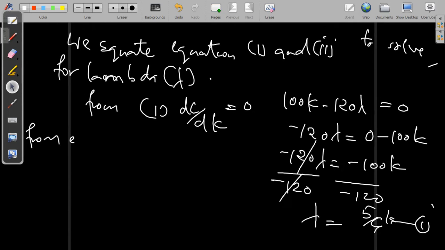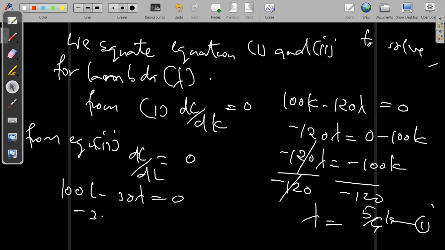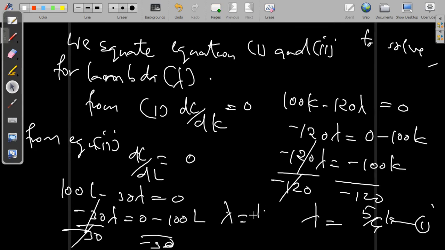That is equation 1. We come to equation 2, taking dL over dL, which is equal to 0. We equate and make lambda the subject. We divide by 30 on both sides. Our lambda for equation 2 will be equal to 10 over 3 L.